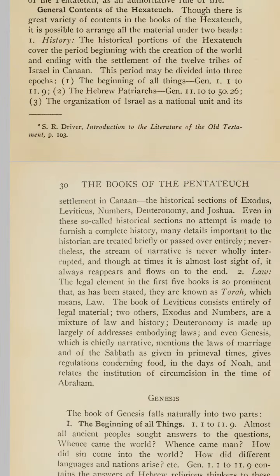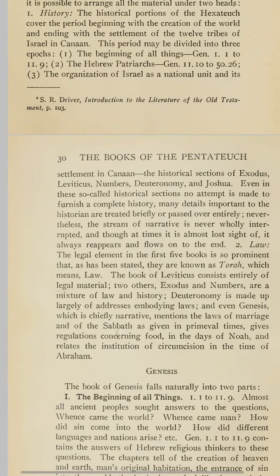Though there is great variety of contents in the books of the Pentateuch, it is possible to arrange all of the material under two heads. 1. History. The historical portions of the Pentateuch cover the period beginning with the creation of the world and ending with the settlement of the 12 tribes of Israel in Canaan. This period may be divided into three epochs.